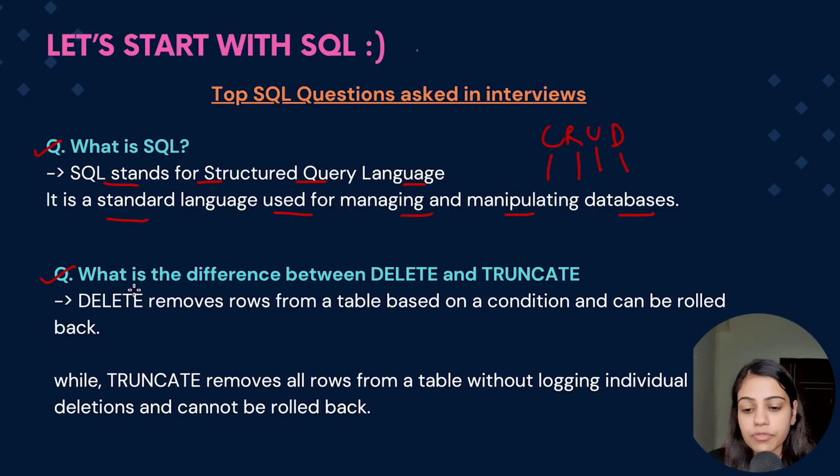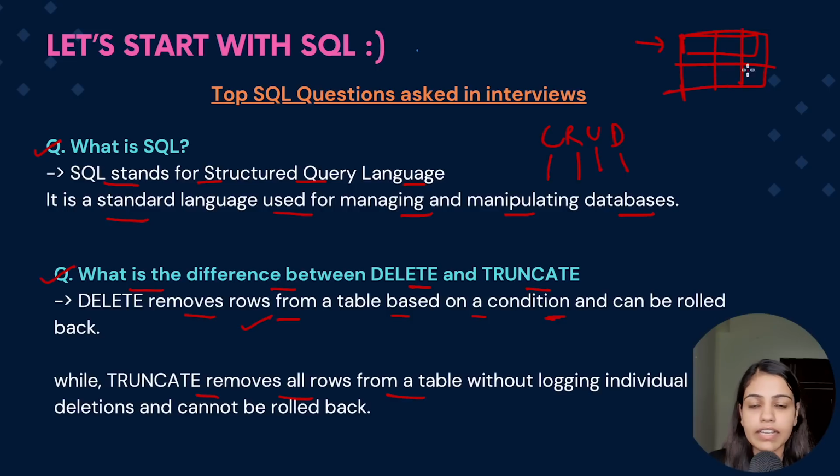Now the second question is, what is the difference between delete and truncate? So delete removes the rows from the table based on a condition, but truncate removes all the rows from a table. So if we want to remove a specific row from a table, we use the delete command, but if we want to remove the entire data set which is present in our table, we use the truncate command. Now delete can be rolled back because it contains all the logs, but truncate can't be rolled back because it doesn't log the individual rows.